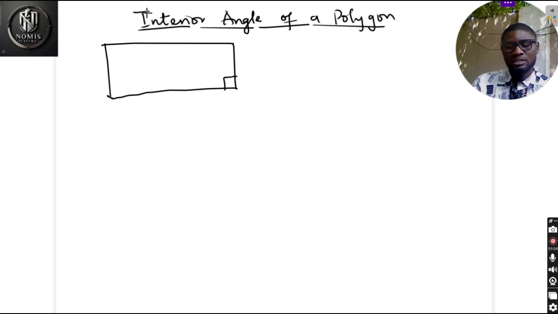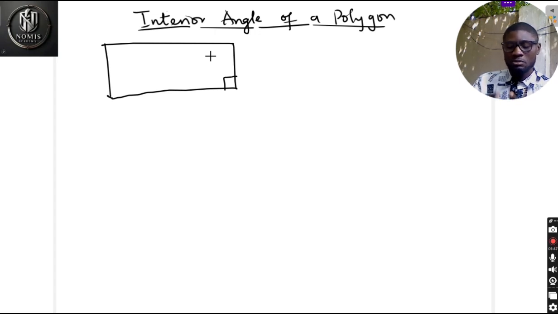Now we should know that there is a relationship between the sides of a polygon and the angles of the polygon. Take this interior angle, for example. So there is a relationship between the sides of a polygon and the interior angles of this polygon. And what does it say? The relationship says that the sum of the interior angles in a polygon is equal to 180 multiplied by 2 subtracted from the number of sides.